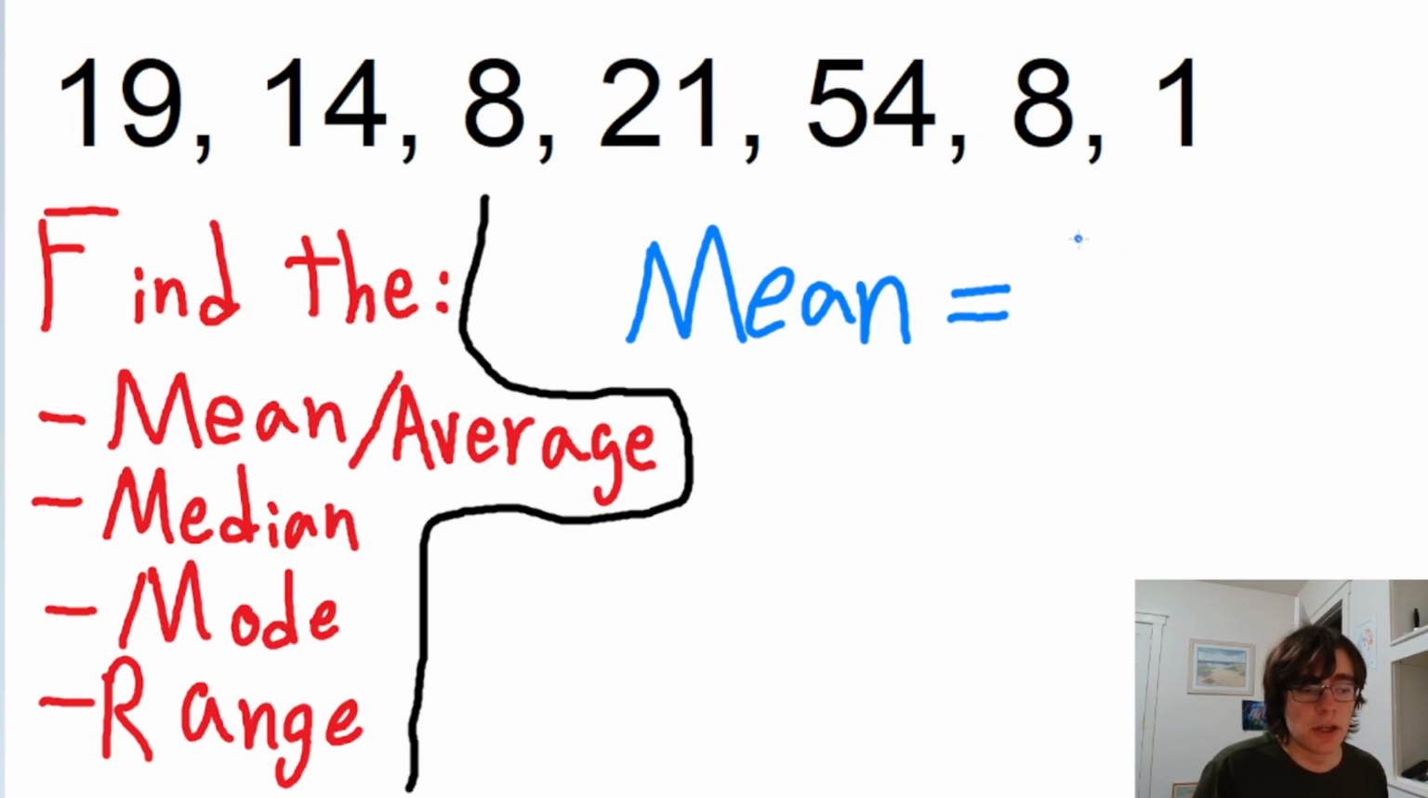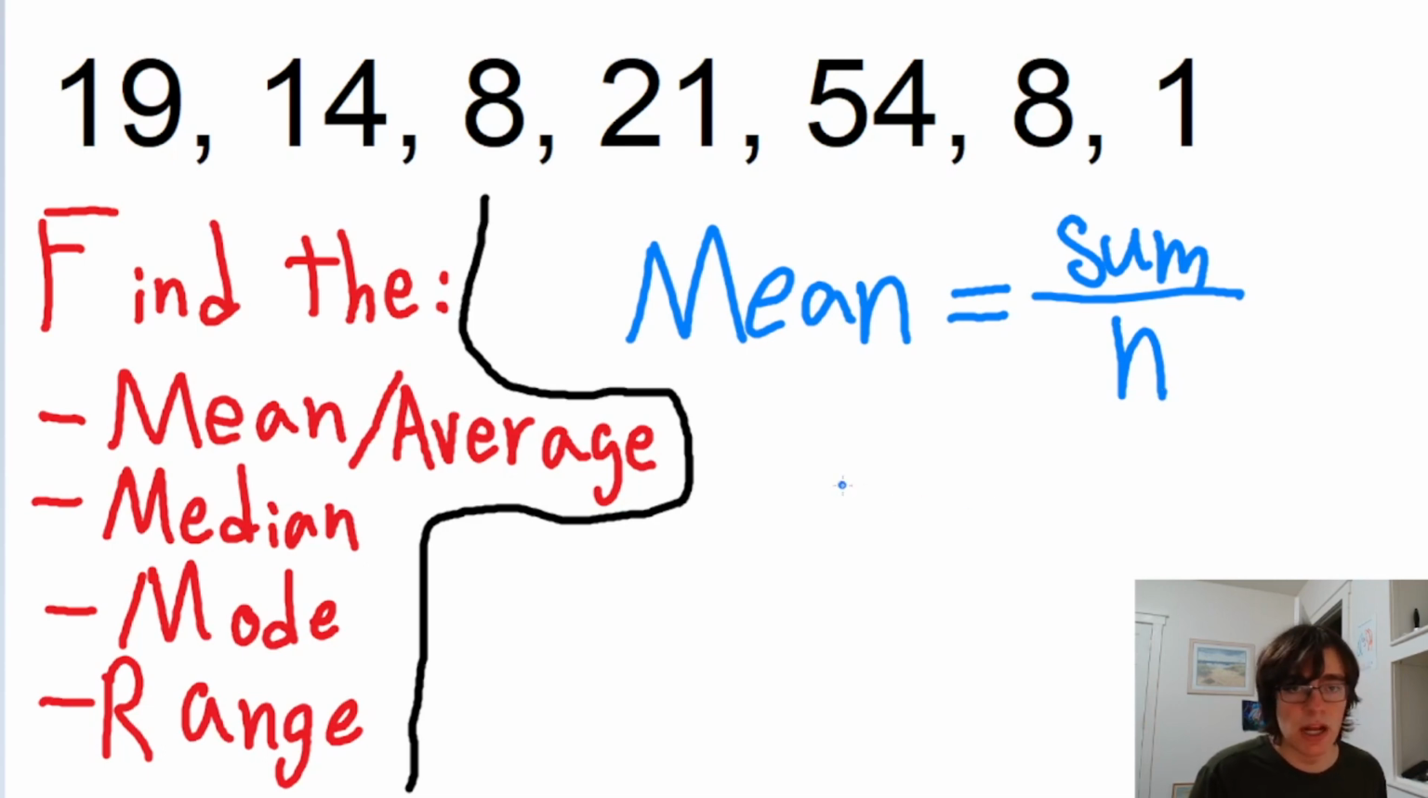To find the mean, you take the sum of all the numbers, and then divide it by the number of the numbers. That's a fancy way of saying we just add all the numbers together, and then divide it by how many numbers there are.